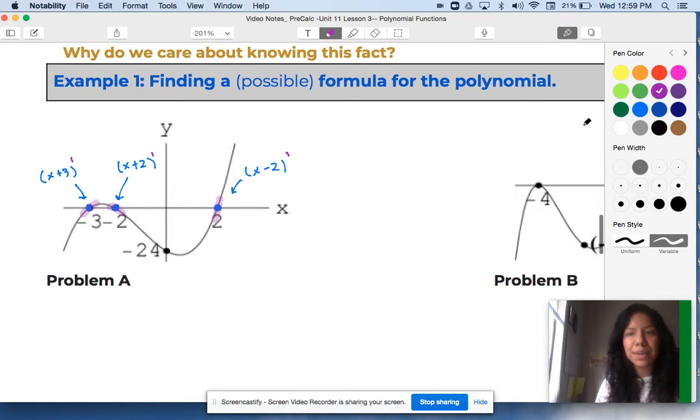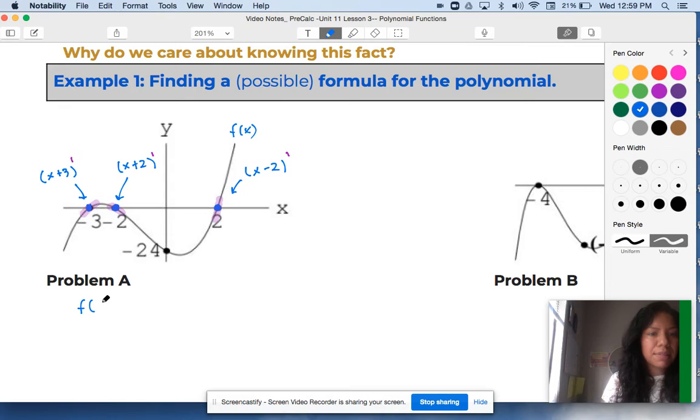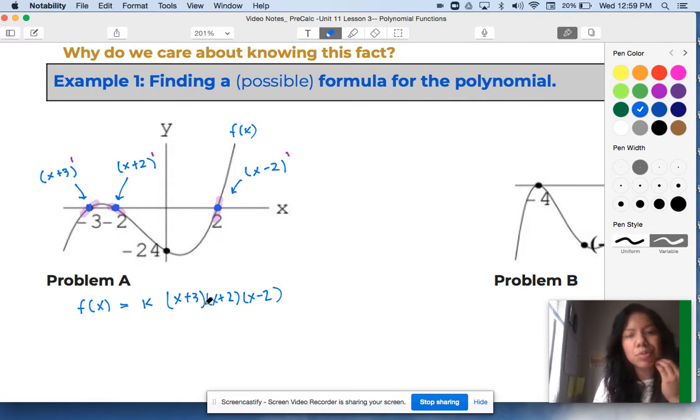Cool. So now we have our function. We can call this f of x. So we have f of x equals k, because we always have to consider k. And then we just write down what we have: x plus 3, x plus 2, and x minus 2. You don't have to write the power of ones. It's assumed when you don't write them.